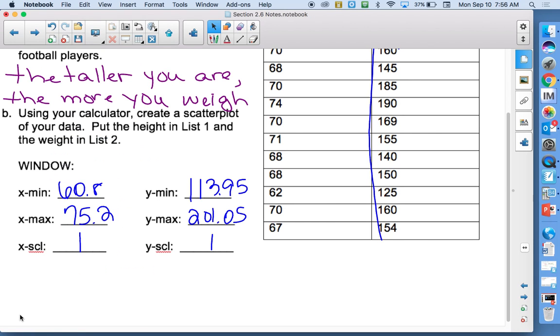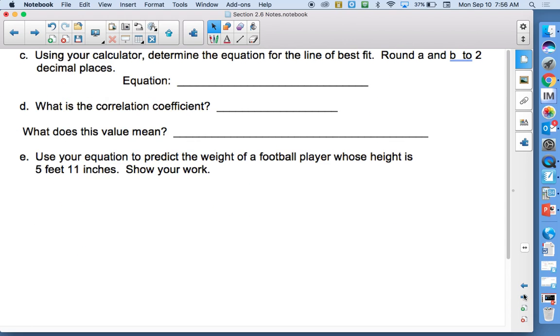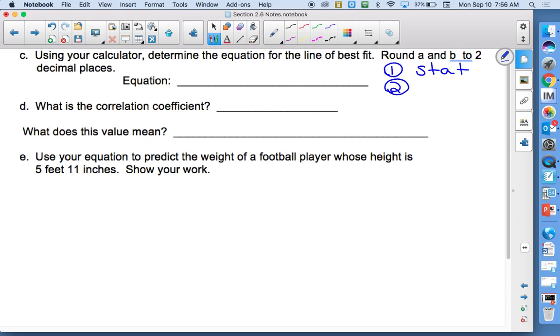So the next thing that we want to do then is to try and come up with an equation based off this information, and that's question C. So using your calculator, determine the equation for the line of best fit. Round A and B to 2 decimals. So again, that information, the first thing we're going to do is hit the stat button. And then we're going to arrow to the right to calculate. And then we're going to press the number 4. So I'll go through that with you.